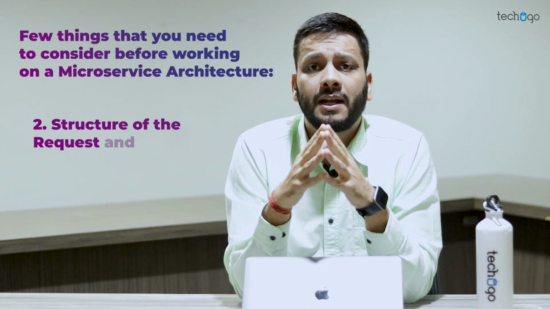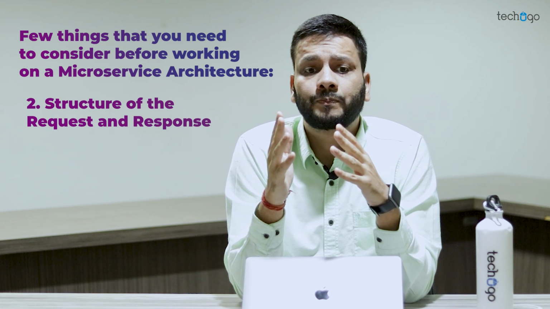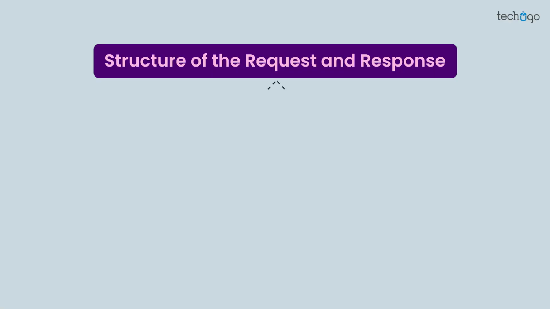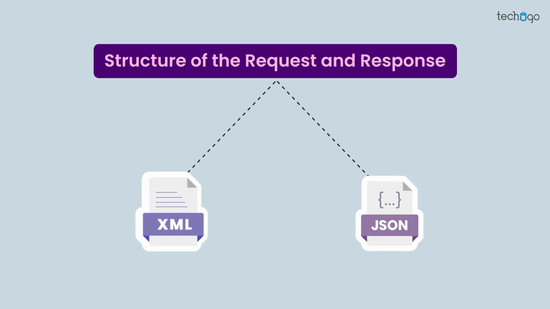Next, you need to decide the request and response format. For this, we have two methods, XML and JSON. XML uses tags similar to HTML. However, JSON derives from JavaScript. JSON is more popular than XML.